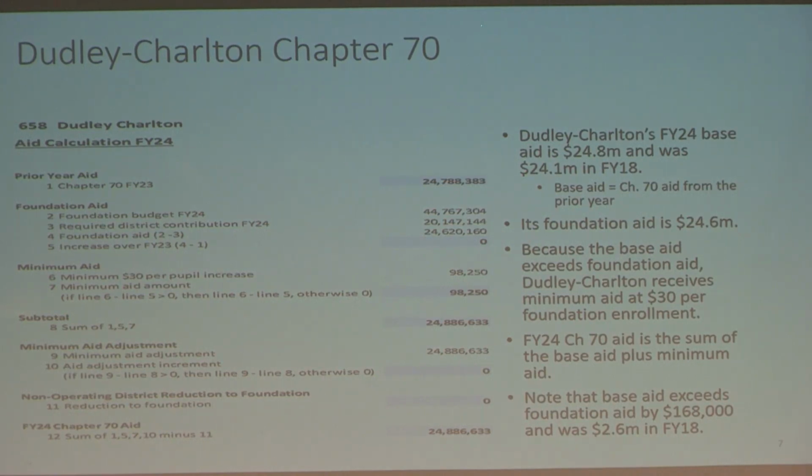Because base aid exceeds foundation aid for FY24, Dudley Charlton receives minimum aid. It's an increment of $30 per foundation enrollment, and that works out to be just under $100,000. So another way to put it is that the difference between the Chapter 70 number for FY24 and the FY23 number is that minimum aid number of about $100,000. But an important note here is that base aid exceeds foundation aid by about $168,000, and that number is much lower than it was when we looked at this about 6 years ago, when it was $2.6 million. So what that means is Dudley Charlton is trending towards being a foundation aid district, and therefore there is a possibility that Chapter 70 does increase in the near future. But again, just a possibility, and we don't know that at this point.